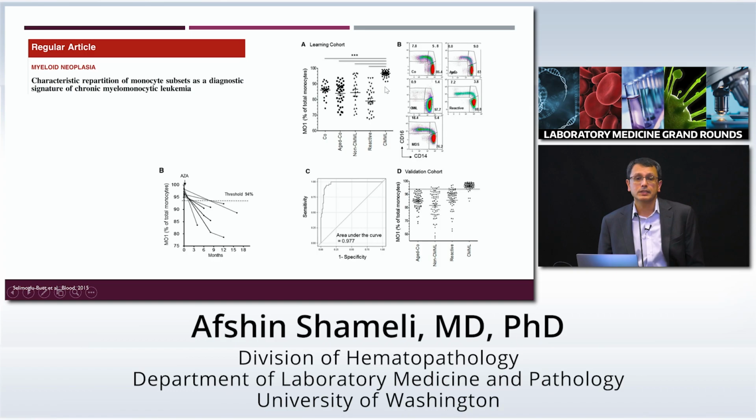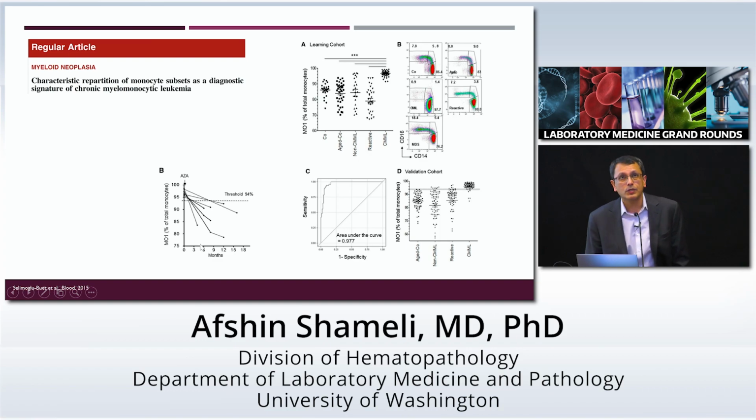And as you can see, in CMML, we have significantly increased frequency of classical monocytes. An ROC curve was used to establish the best threshold for differentiation of these categories, and found a threshold of 94% classical monocytes as the best discriminator between these categories. So using the threshold of 94%, the assay has a high sensitivity and a specificity of more than 90%. And this was also confirmed in an independent validation cohort.